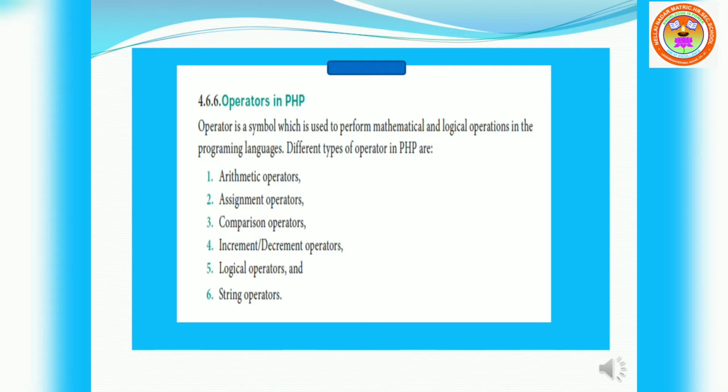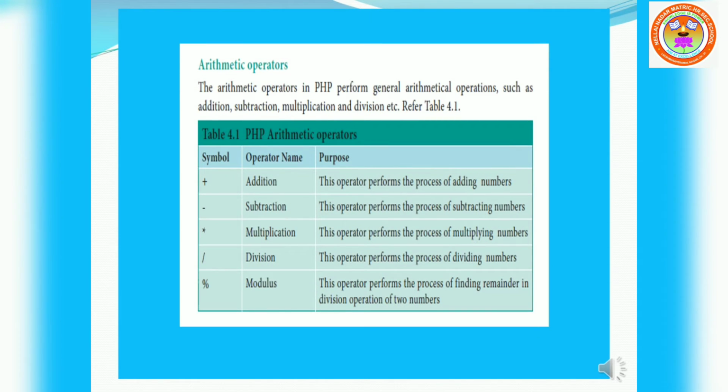So different types of operators in PHP are arithmetic operators, assignment operators, comparison operators, increment or decrement operators, logical operators, and string operators. So arithmetic operators, whatever we have learnt in maths, mathematical, is same. Arithmetic operators in PHP perform general arithmetic operations such as addition, subtraction, multiplication, and division, etc.